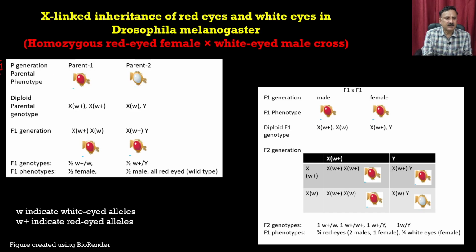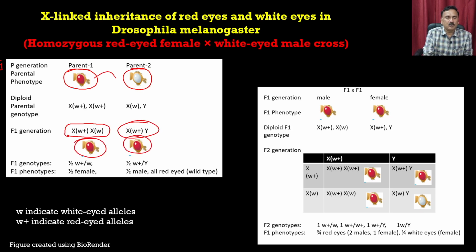In the P1 generation, the red-eyed fly is bred with the white-eyed fly, and in the F1 generation you produce X^W+ X^W and X^W+ Y. It is all going to be red-eyed because red is dominant over white. As a result, the F1 genotype would be half XX and half XY, so half are female. Here W indicates the white eye allele and W+ indicates the red eye allele. So it is all going to be red eyes.